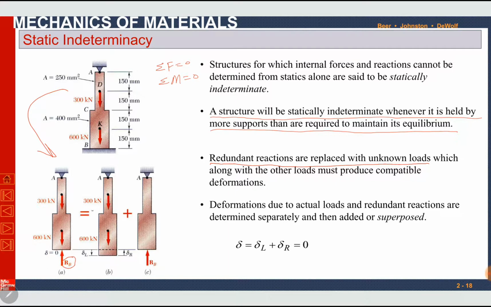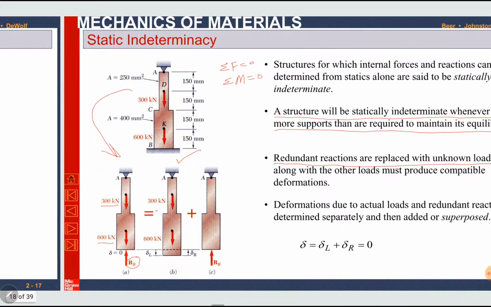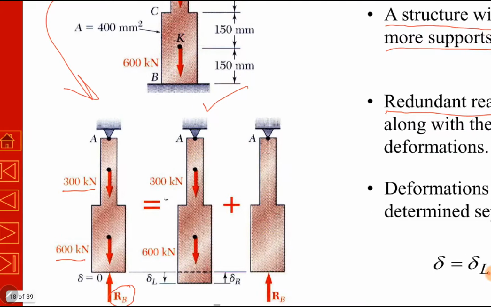This force RB is producing a compressive deformation in the bar because it is acting towards the bar. On the other hand, the two other forces, the 300 kN and 600 kN forces, are producing a tensile deformation. So first we remove this redundant reaction and draw the rest of the free body diagram. The applied forces are producing tension, which is equal to delta L, because we have removed the redundant.